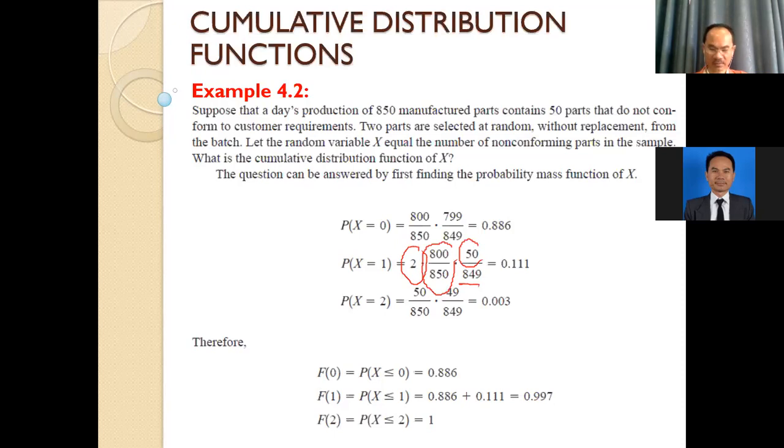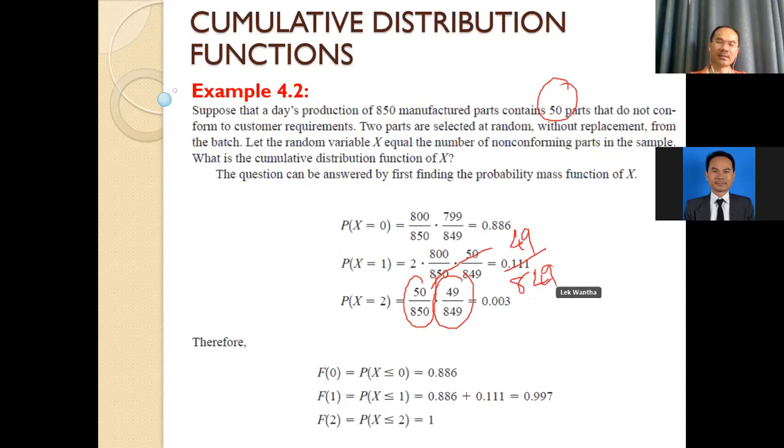For the last one, X equal to 2, both parts are fail. The total number of fail is 50. The first collection is 50 divided by the total. For the second collection, without replacement, now only 49 remain. So the second one is 49 divided by the total, and the total is also 849.